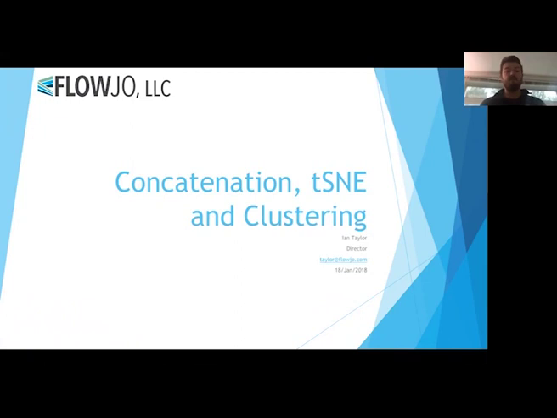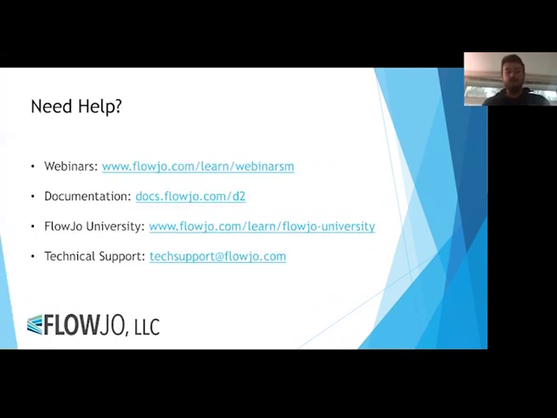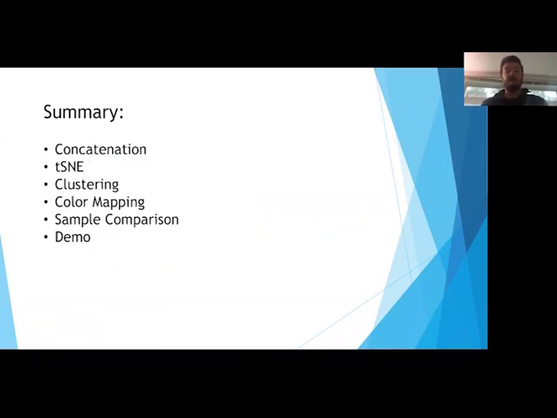So just an overview, we're going to go through the process of concatenation. We're going to perform a t-SNE clustering, a t-SNE mapping, and then we'll be clustering on that t-SNE map. And I'll demo some of what the color mapping feature can do in the latest version of FlowJo. I'll also show you how to compare different samples that you've concatenated within the t-SNE space. And then, like I say, I'll do a little demo where we try and walk through all those steps live in FlowJo.